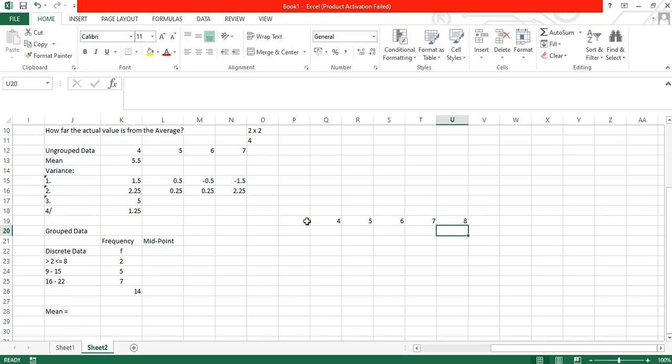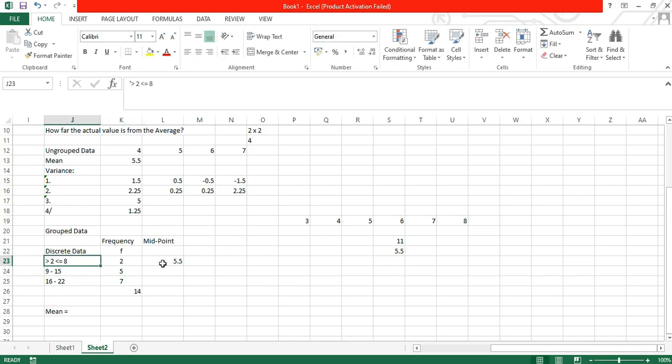Now how many numbers are here? 6 numbers. So the midpoint of 6 numbers, because it's an even number, we should get the middle value between 5 and 6, because then only it will have a right split. So 5 plus 6 divided by 2 will give me the answer 5.5.